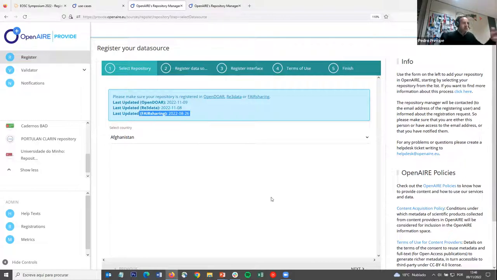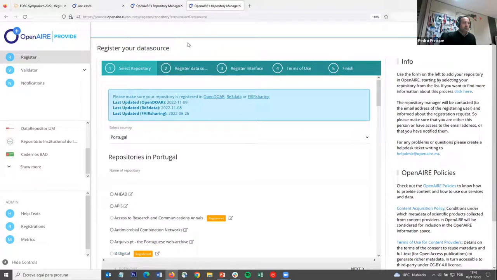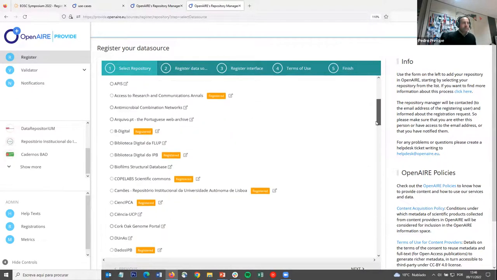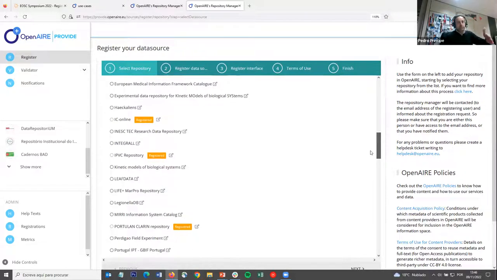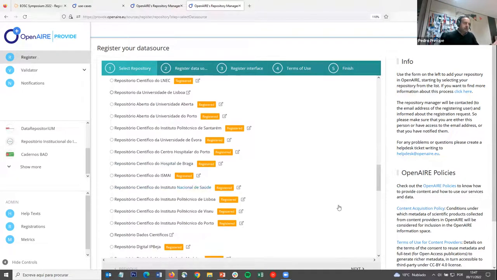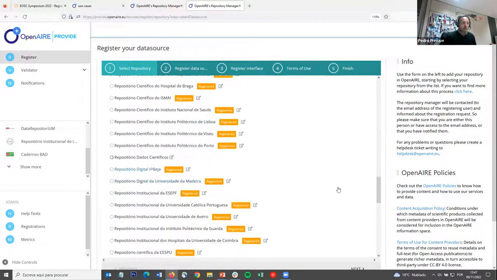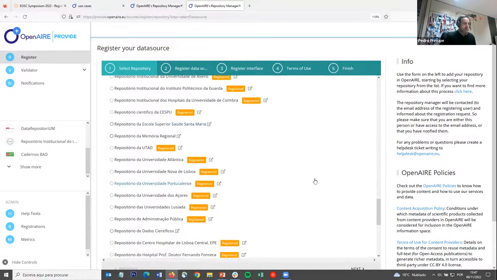So this is now the way that we have. I have one example here from Portugal that I prepared just for you to see. You can identify the country, and then all the data sources from Portugal registered and identified as Portugal in FAIRsharing, OpenDOAR, and re3data will be visible here for you, and then you can check if yours is registered or not.